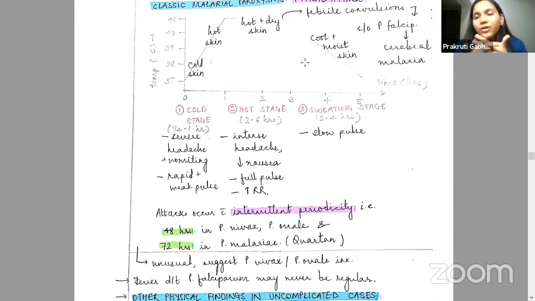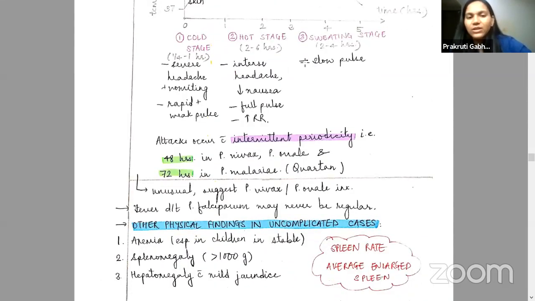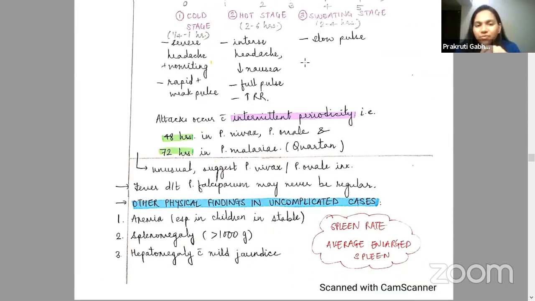And hence we call it a quartan malaria because it's the only one showing it in 72 hours. However, what they say is, because we give treatment so promptly nowadays, we don't usually see this pattern at all. It's unusual. However, if it is occurring intermittently, then it is suggestive of vivax and ovale. But falciparum may never be this regular. So the fever spikes can never be very regular in falciparum. So that was about the fever.